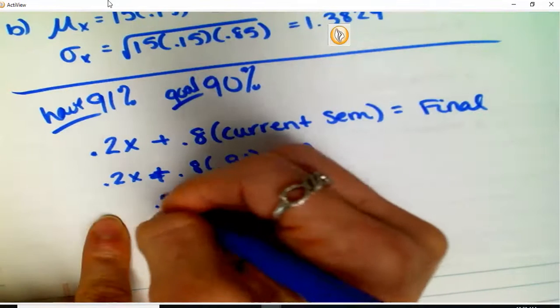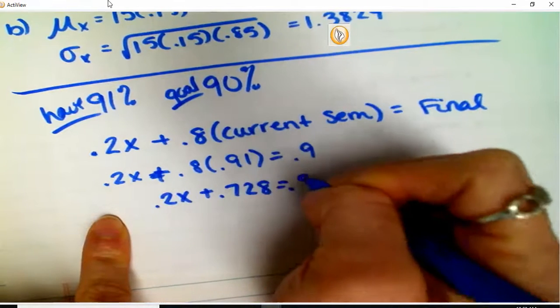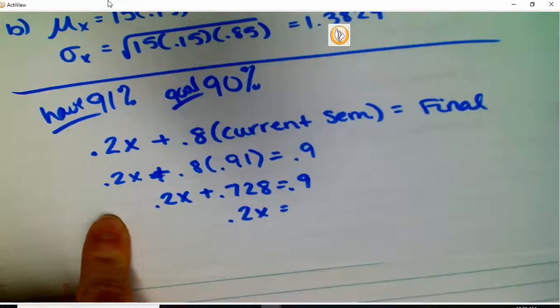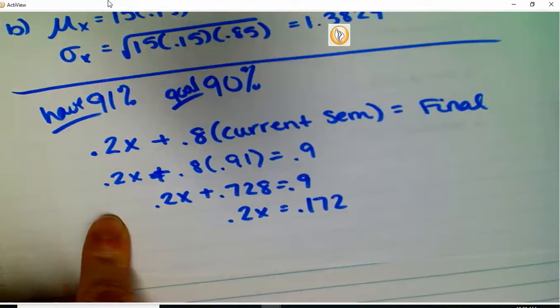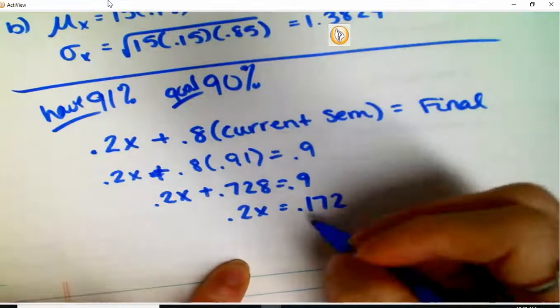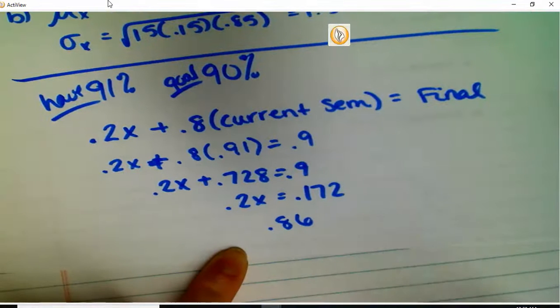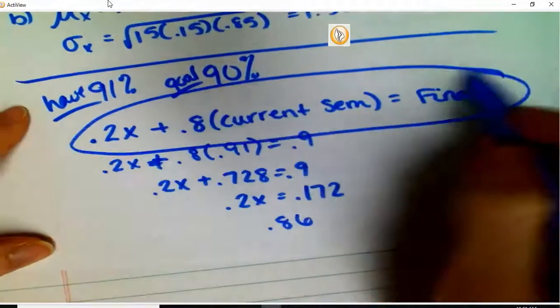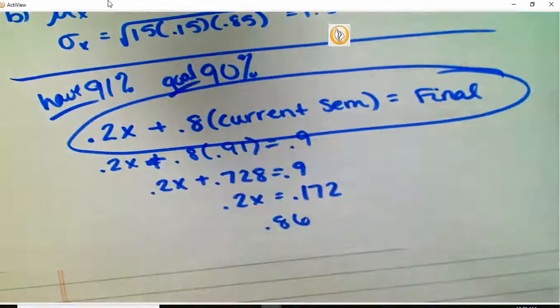So I would have 0.2x plus 0.8 times 0.91, divide by my 0.2, and that shows me I would need an 86% on my final to keep that score. Okay, so you want to use this, plug in what you currently have and what you want, and then you can find what you have.